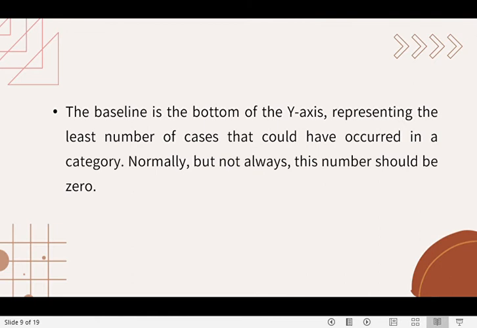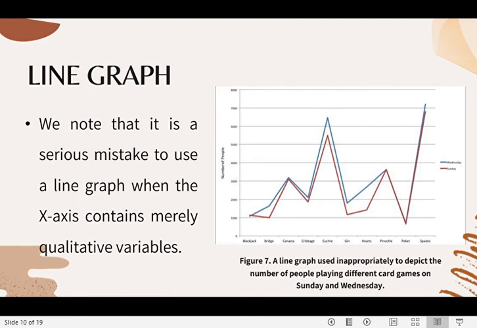Now the baseline is the bottom of the y-axis, representing the least number of cases that could have occurred in a category. Normally, but not always, this number should be 0. But on the graph presented a while ago, there is no 0 on the y-axis, and it will create confusion. As for line graphs, we note that it is a serious mistake to use a line graph when the x-axis, the horizontal line at the bottom, contains merely qualitative variables.